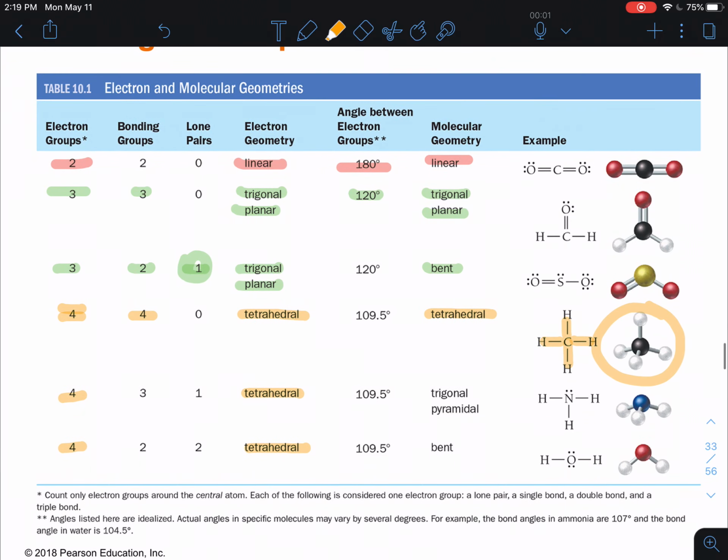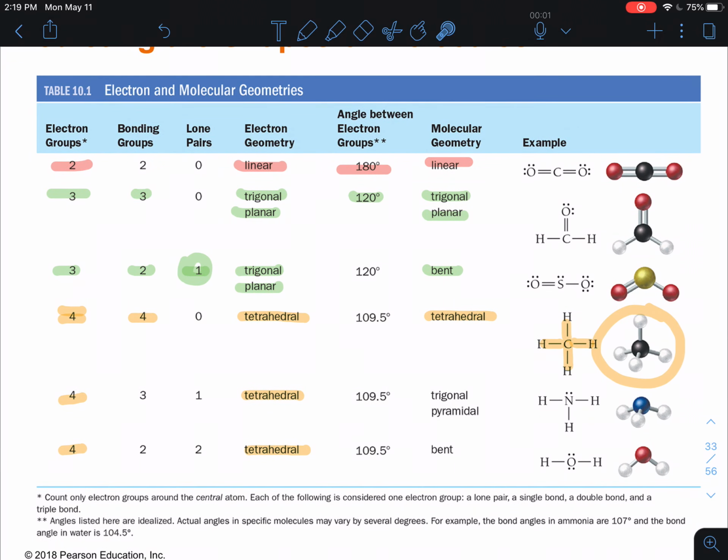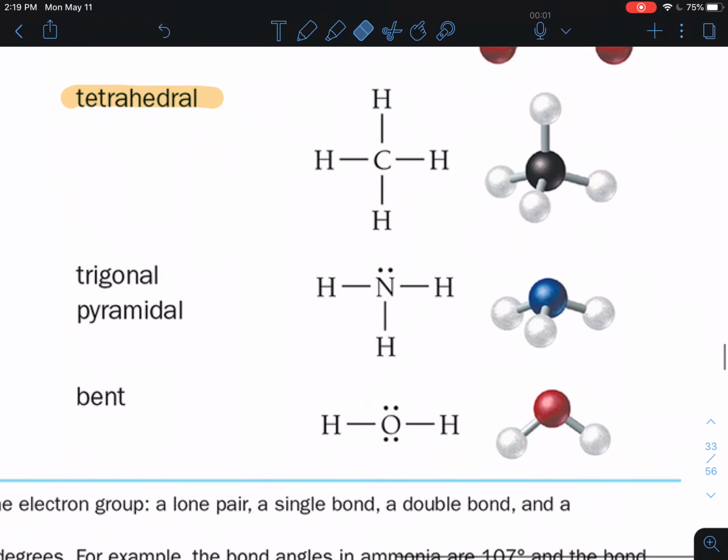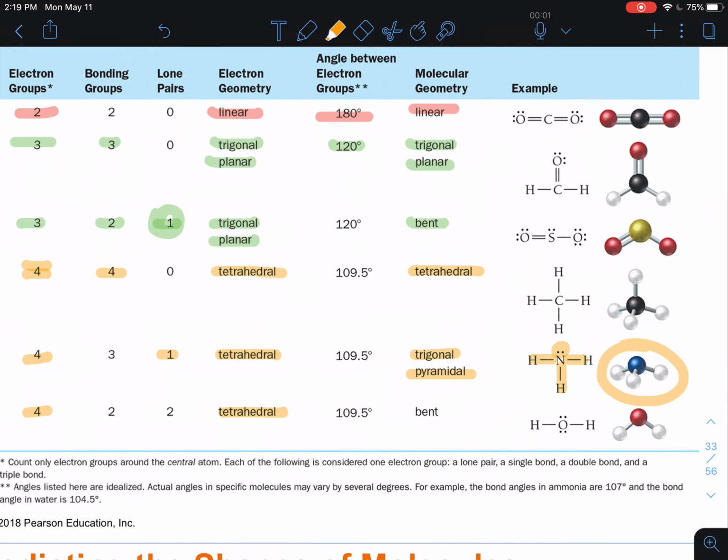But if you have an example where you're in a tetrahedral electron geometry, but 1 of those groups is a lone pair, as you can see here, then we no longer have a tetrahedral molecular geometry like we did in methane. Now we have trigonal pyramidal, right? 1, 2, 3 bonding groups and 1 lone pair. And that's what this looks like. Trigonal pyramidal.